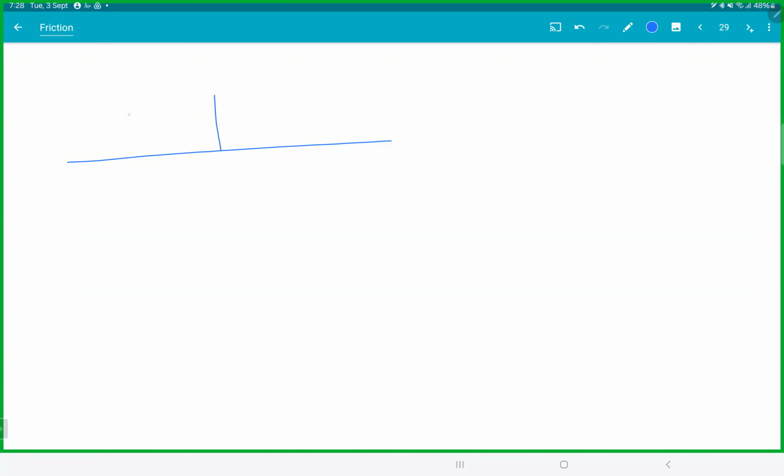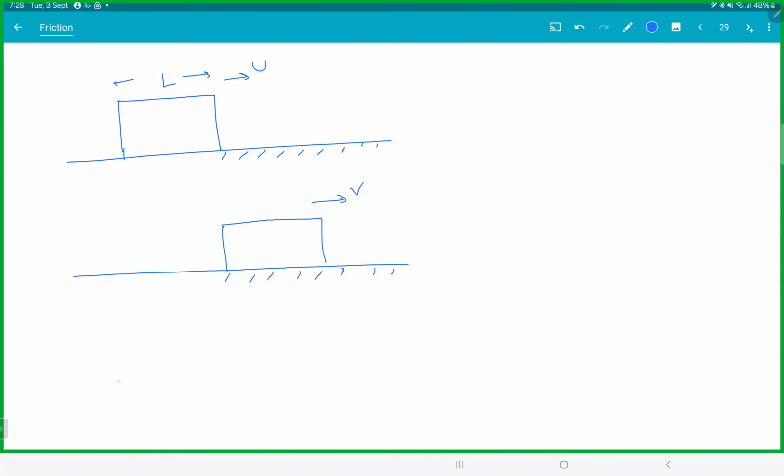initially you're here. This is L. The rough surface started from here. Then you entered completely here. इस टाइम में आपका speed v था. This was u. And then you travel somewhere till here, and then you came to rest. This was the whole scenario.